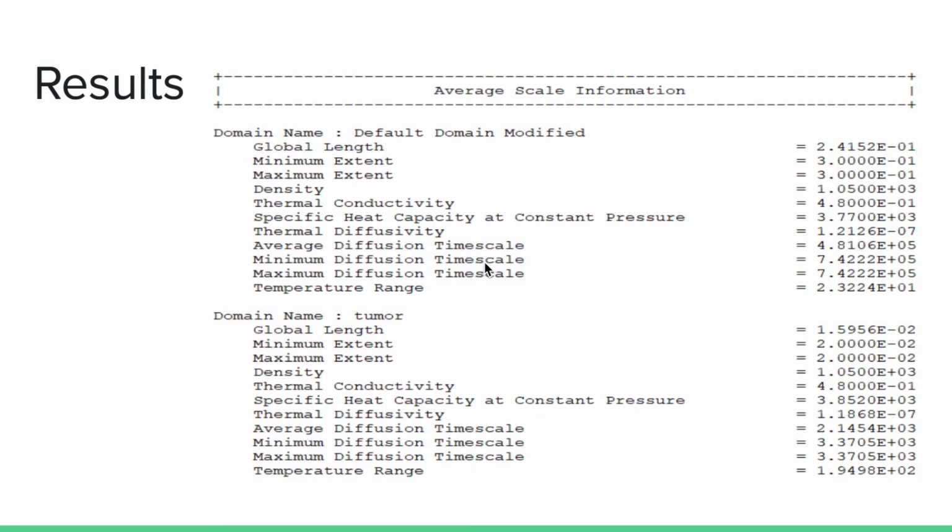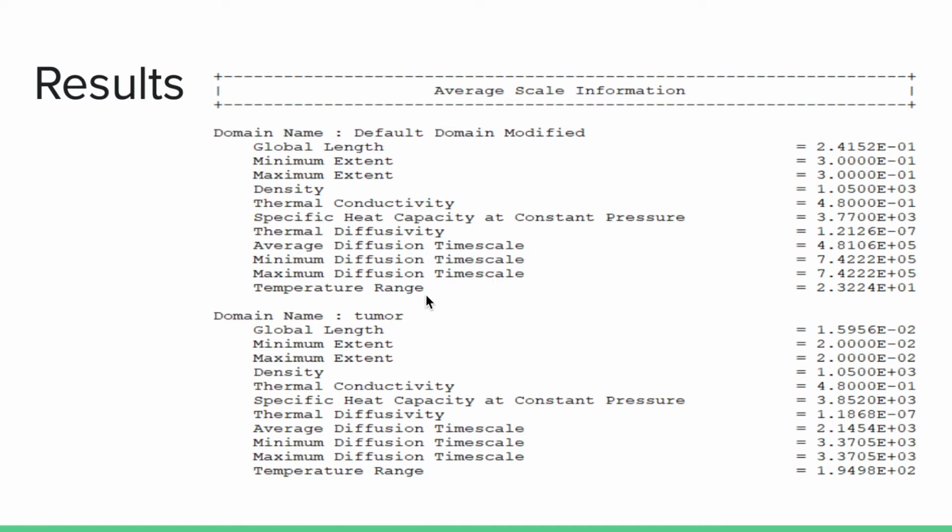So the results of the ANSYS portion of our project are shown here. The global length of the healthy tissue was measured at 2.4 centimeters, but the minimum and maximum extent of it were 3 centimeters to ensure precision with our results. The density and thermal conductivity were kept constant for both tissues, but the main difference is found in the average diffusion time scale and the temperature range.